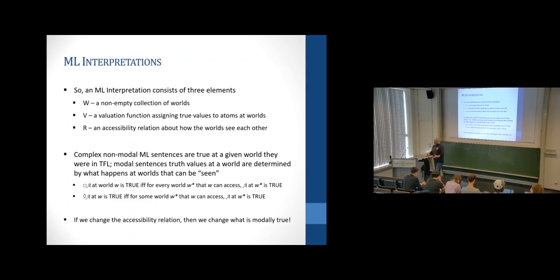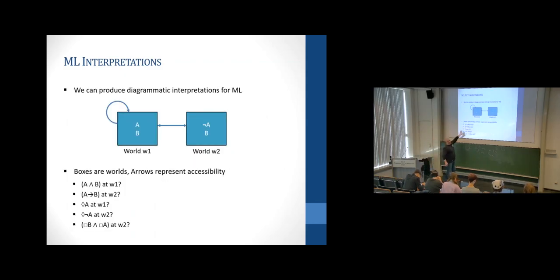But effectively, K is this one that we've just presented. There's no restrictions on how accessibility works. The other systems add in more and more restrictions, so they force accessibility to be a certain kind of way. And that's really the way we can play it from here. We'll talk about this same kind of thing: building these interpretations and getting them to satisfy our various systems.